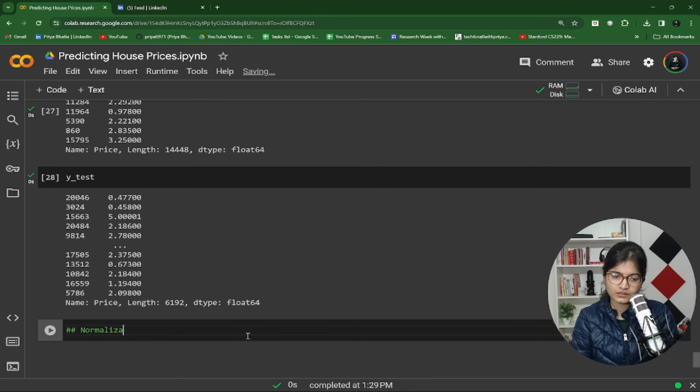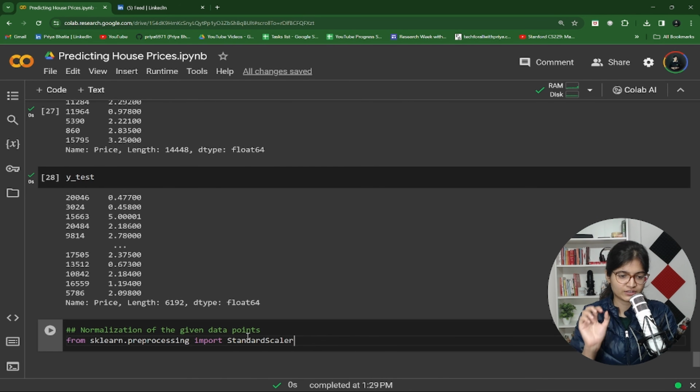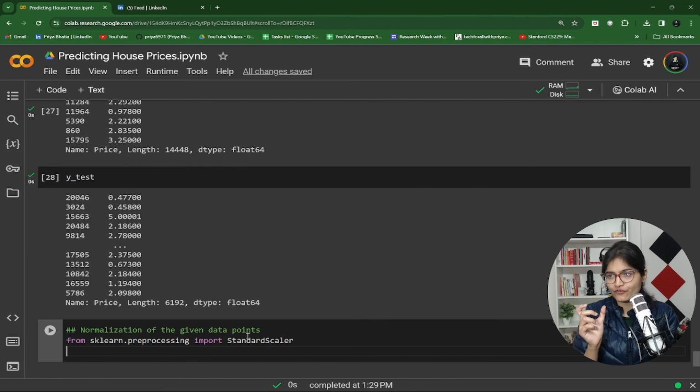normalization of the given data points. Again, this is part of pre-processing. So you will say from sklearn.preprocessing import StandardScaler, because that is what you want to do. You want to scale your values in the form of a standard scaler, right? So you will call this function and store it inside the variable scaler.